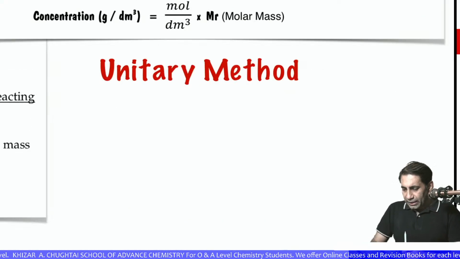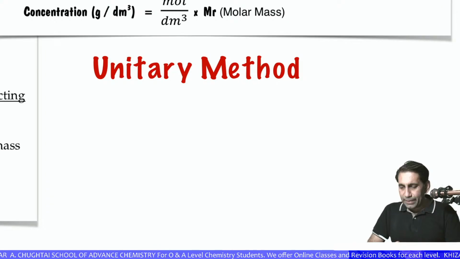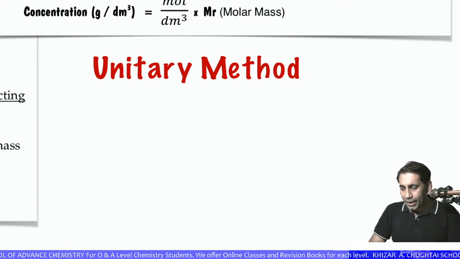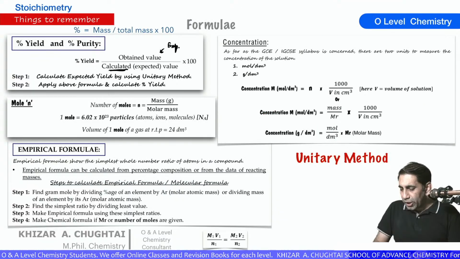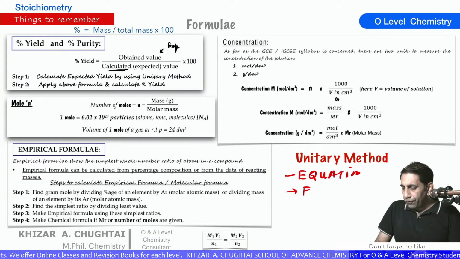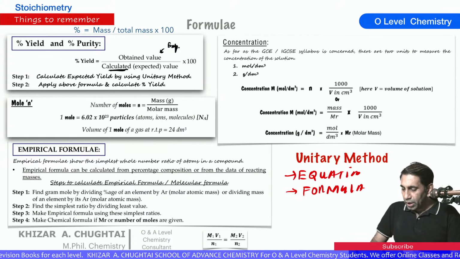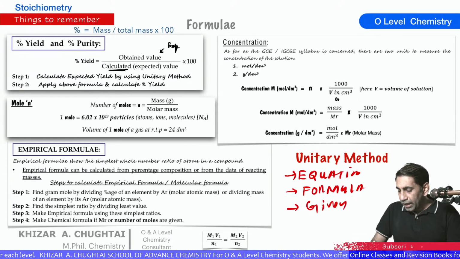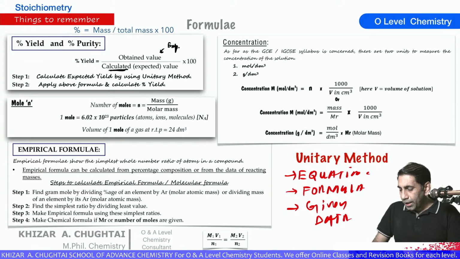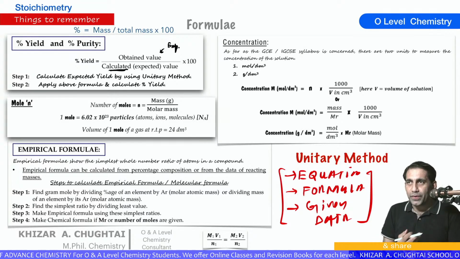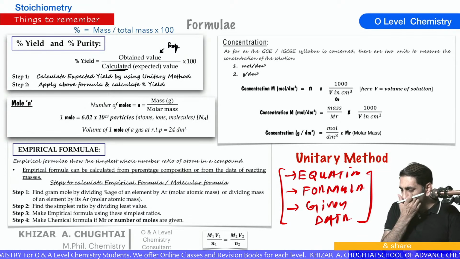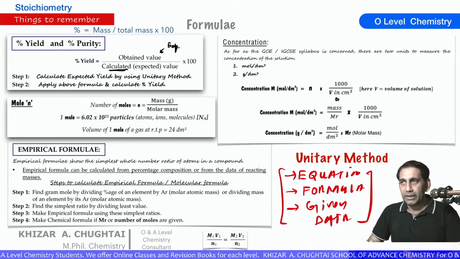And on this page, the last one is the unitary method. It's basically the other name of the ratio proportion method. It is used in specific scenarios. For example, it is used when an equation is given, when a formula is given, when you are going to obtain information from a formula, from an equation, or from given data. Any sort of given data can be used with the help of the unitary method. What is the unitary method? I'm going to explain on the next pages.